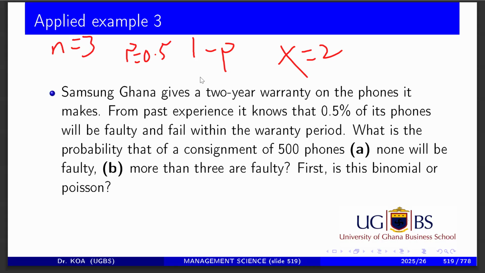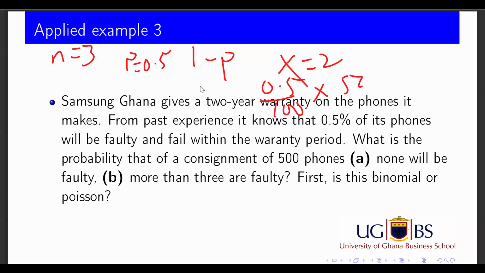Guys, do you understand why 2.5 is the average or the lambda? Who doesn't understand? If you don't understand, you let us know. Otherwise, yes. We are talking about 0.5% of the consignment, which is 500. That is how come, and that will give you 2.5. Now use that to find the probability that none will be faulty. All of you work it.